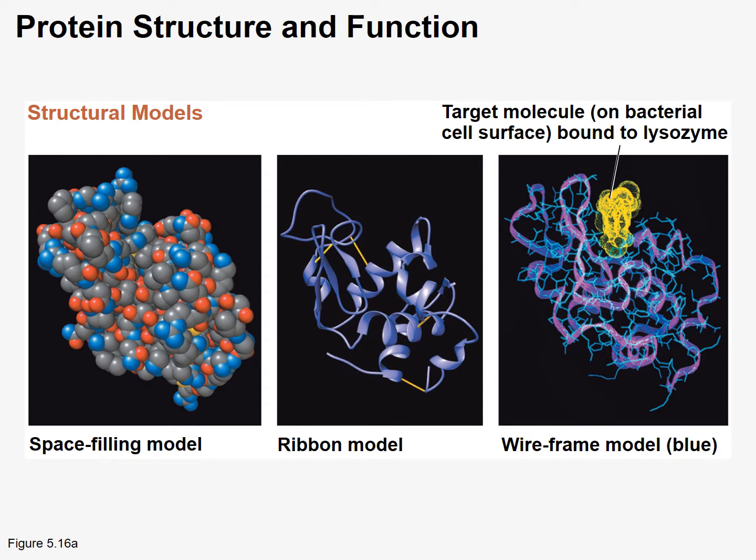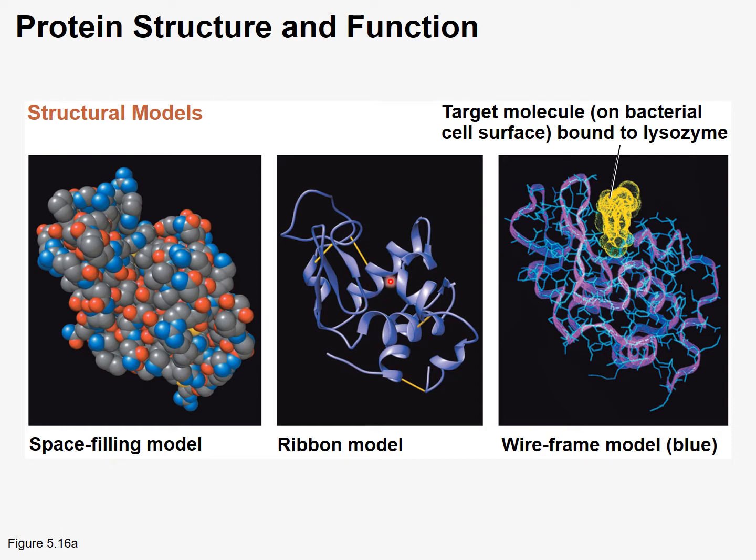Now, if we look at these three different structures, these are three ways in which proteins can be shown in your textbook. So you might see these various different ways. So we have the space filling model. The space filling model shows the amount of space that each atom takes up inside the protein. So it looks like a big glob of stuff. So this really shows everything of the protein.